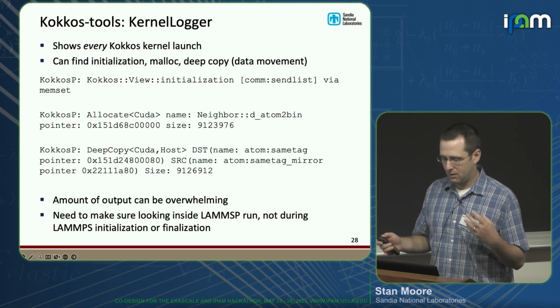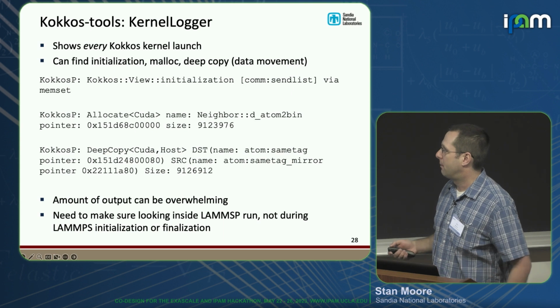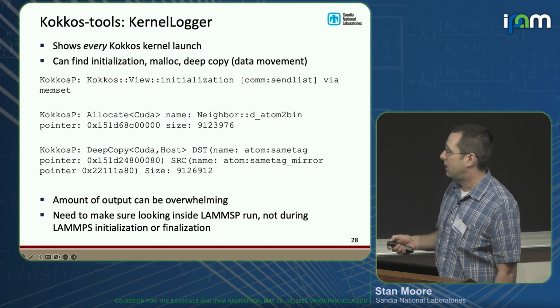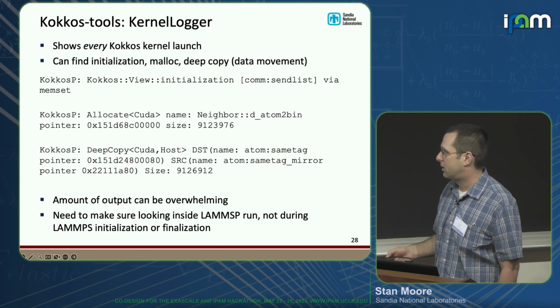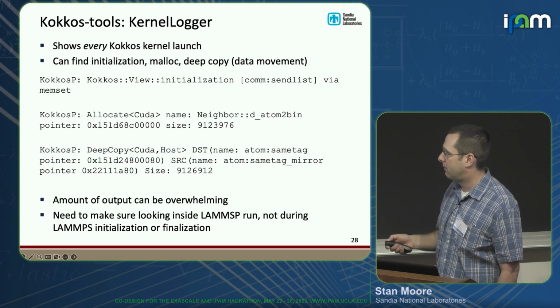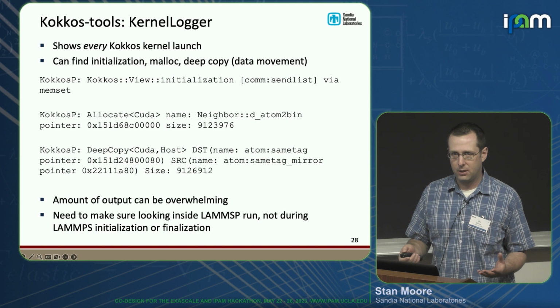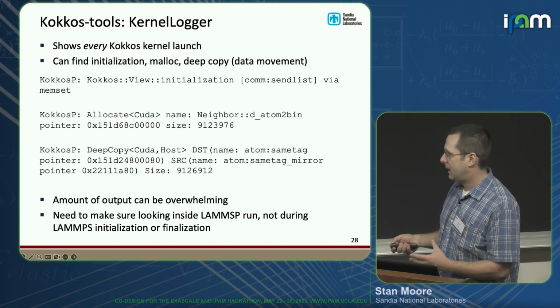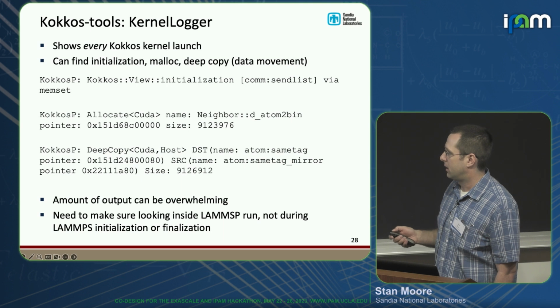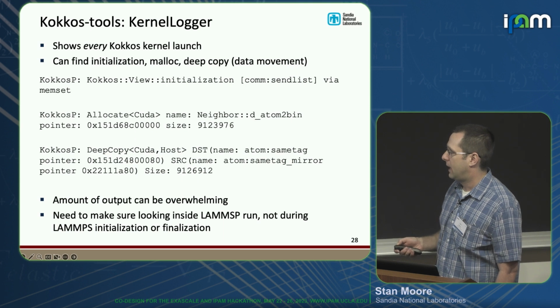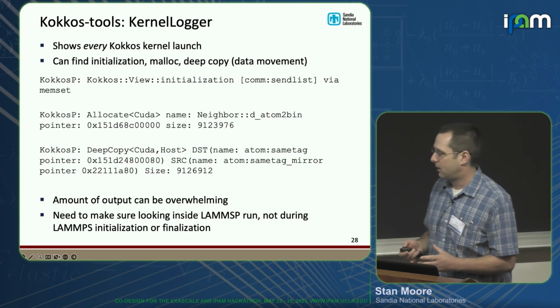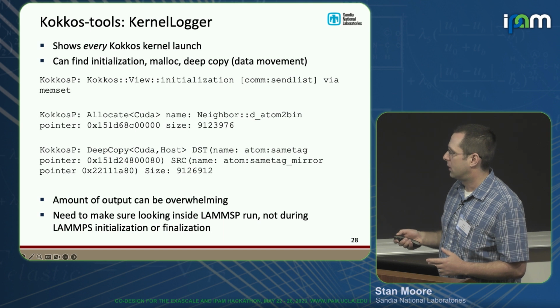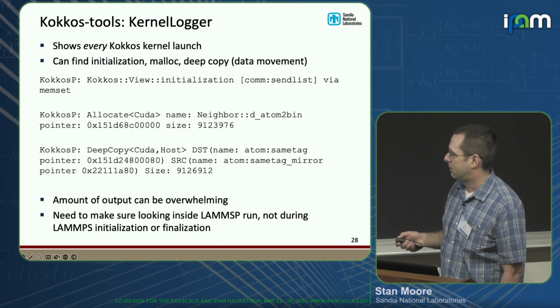It can be a little bit of information overload, but here are things to look for. So this is view initialization. If you see any of these, one thing you need to make sure is that you're looking inside the LAMMPS run. You get a lot of these at the beginning when you're just setting up the simulation, which is to be expected. But if inside the LAMMPS run you're getting a lot of view initialization, you need to address that. The same goes for allocations. If you're allocating memory during the run, other than just occasionally, if your system size is growing, you need to address that by over-allocating the views by a small amount.